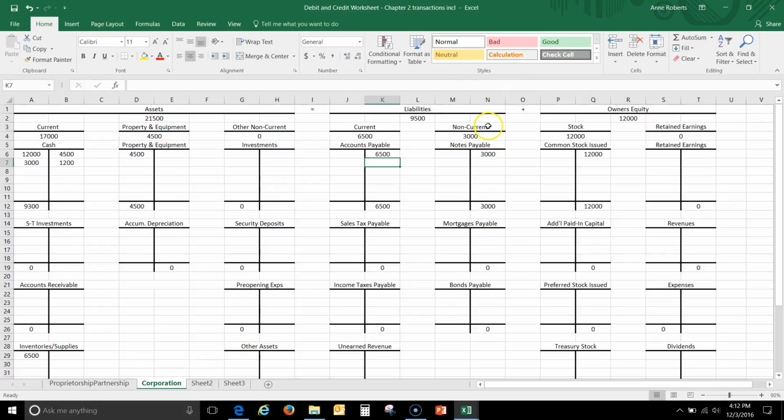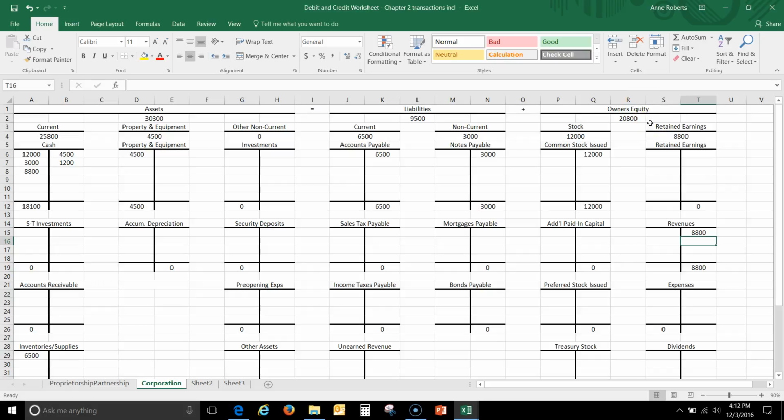All right, so transaction 6, we're going to increase cash by $8,800. Okay, and we earn the revenues. So go over here to the revenue section. We need to increase revenues. Revenues increase on the right, so we've got an increase of $8,800 in revenues. So now we've got assets of $30,300, liabilities of $9,500, and owner's equity of $20,800.